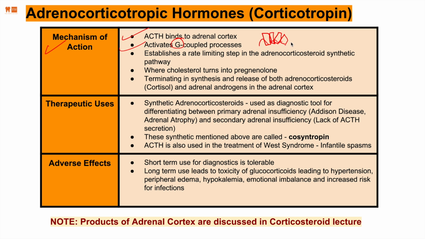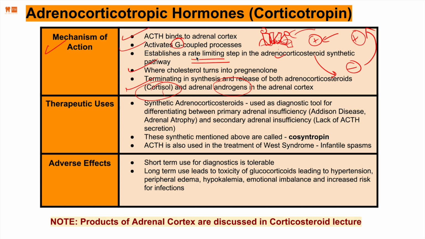And then, of course, they're intermingled with different amino acids and receptor sites and proteins, messengers that take it below. Okay, so ACTH binds here on the adrenal cortex, establishes a rate-limiting step in adrenocorticosteroid synthetic pathway. All it means is that it monitors how much goes in, how much gets used in the system, how much more we need, and so on. It is where cholesterol turns into pregnenolone, terminating in synthesis and release of both adrenocorticosteroids, cortisol, and androgen are associated.